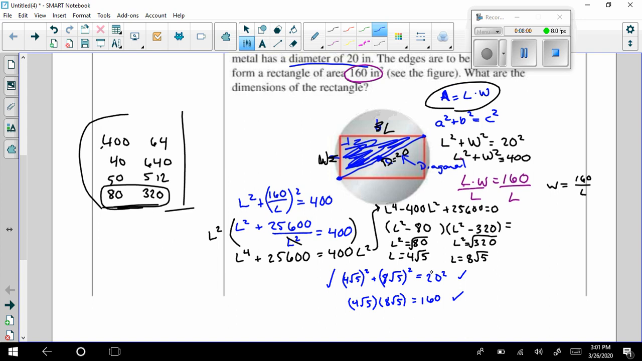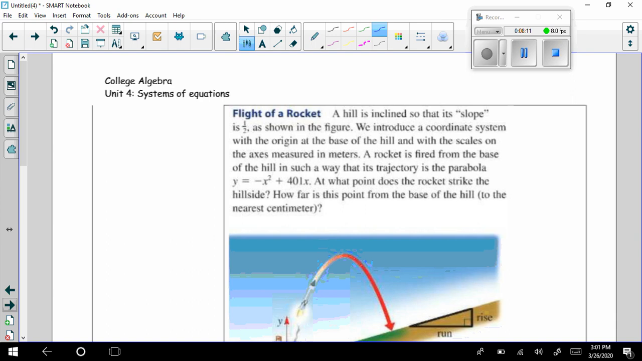Okay, so this again is your length and your width. It's a rectangle, so it doesn't really matter which one you call which. But when you solve those out, you get both answers. Okay. The other kind has to do with quadratics.